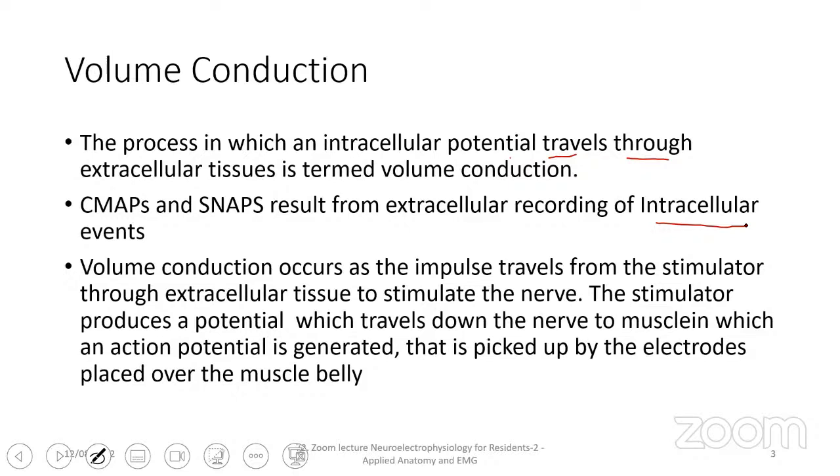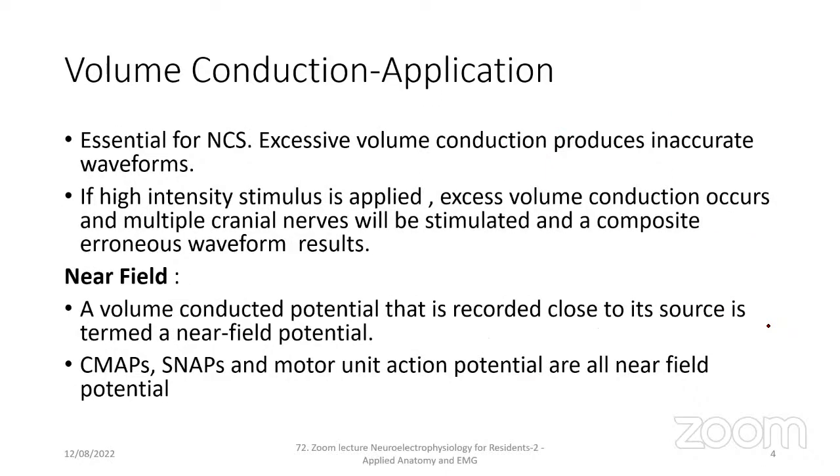The volume conduction occurs as the impulse travels from the stimulator through the extracellular tissue to the stimulated nerve. The stimulator produces a potential which travels down the nerve to the muscle, in which an action potential is generated, and which is in turn picked up by the electrodes placed over the muscle belly. So that is in short what volume conduction is. This is essential for nerve conduction studies.